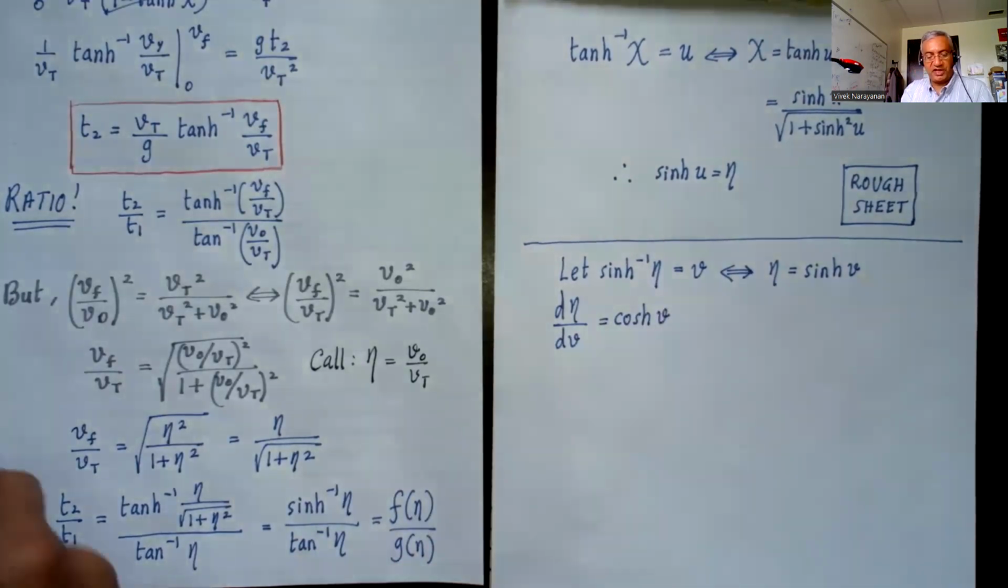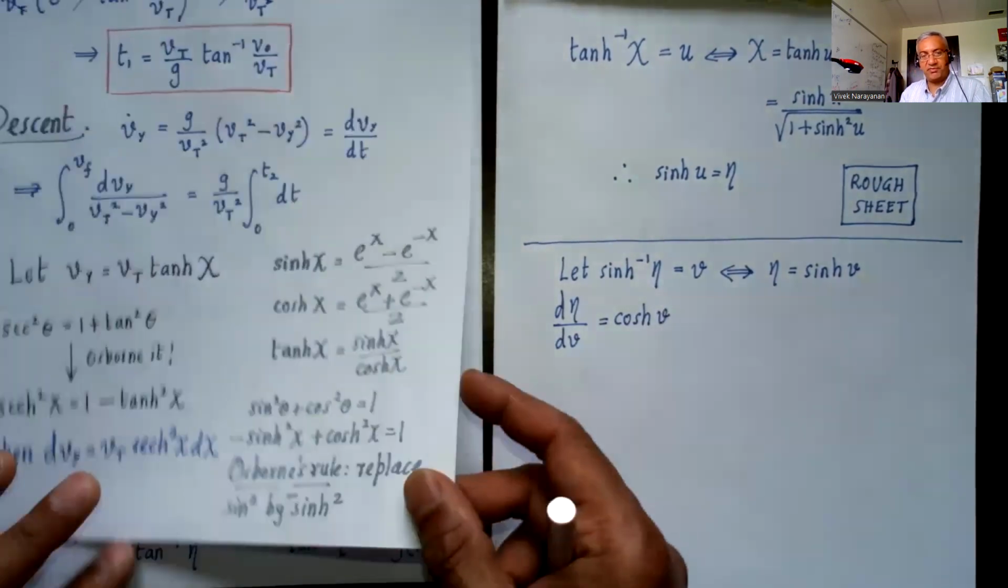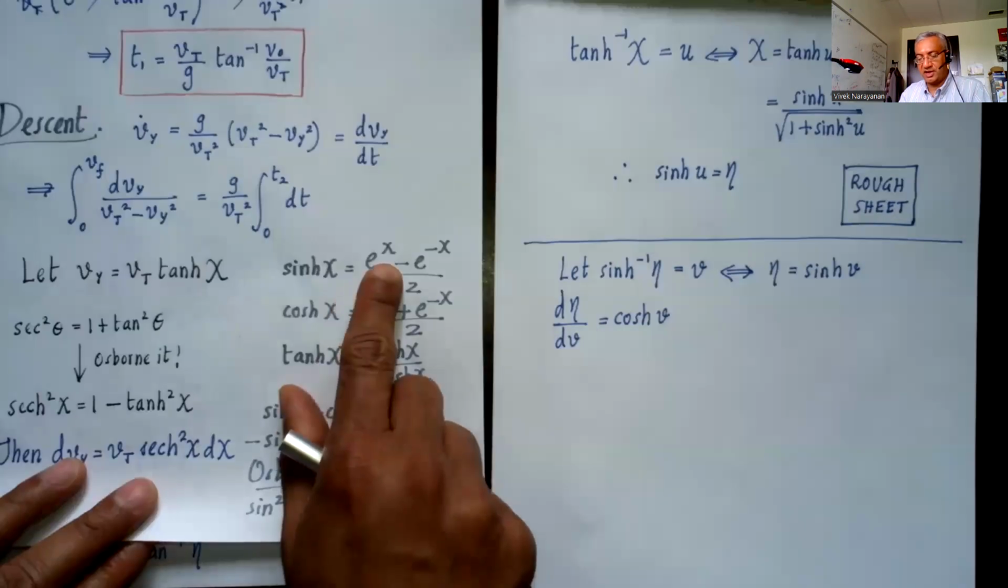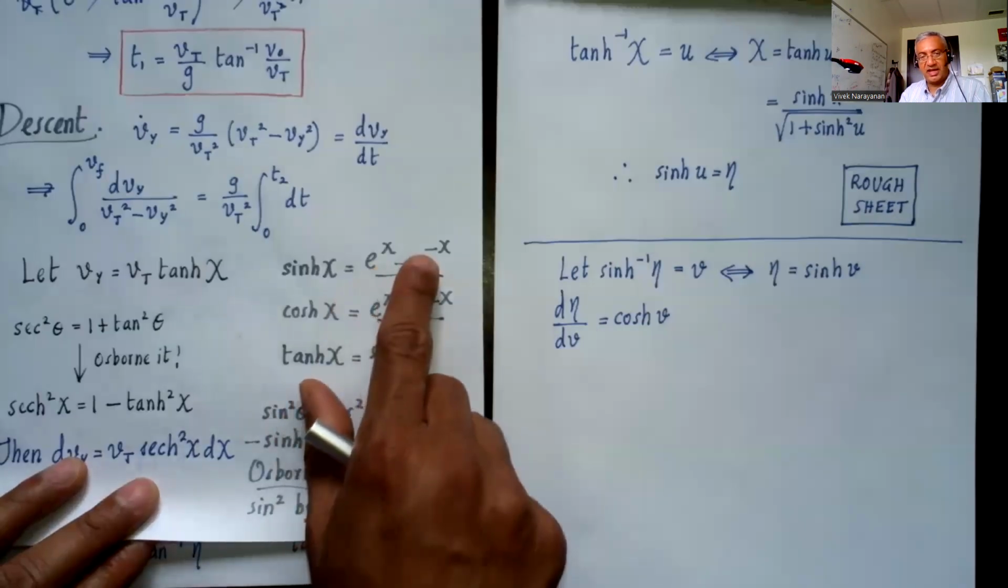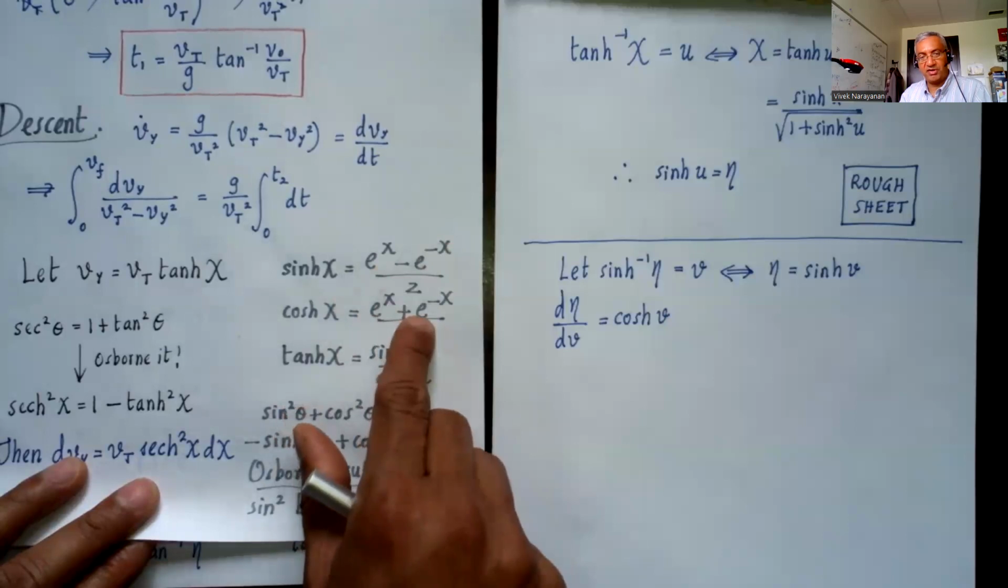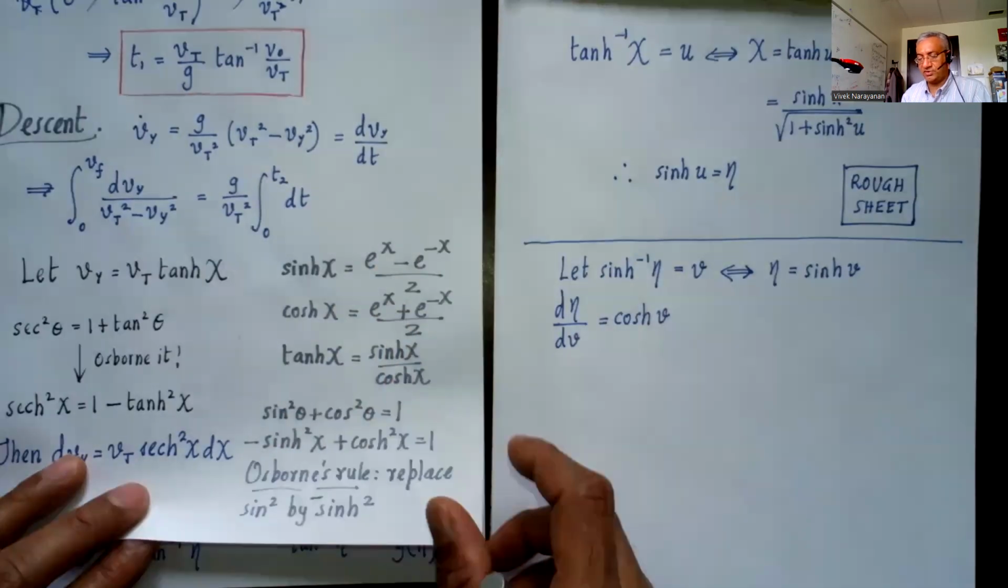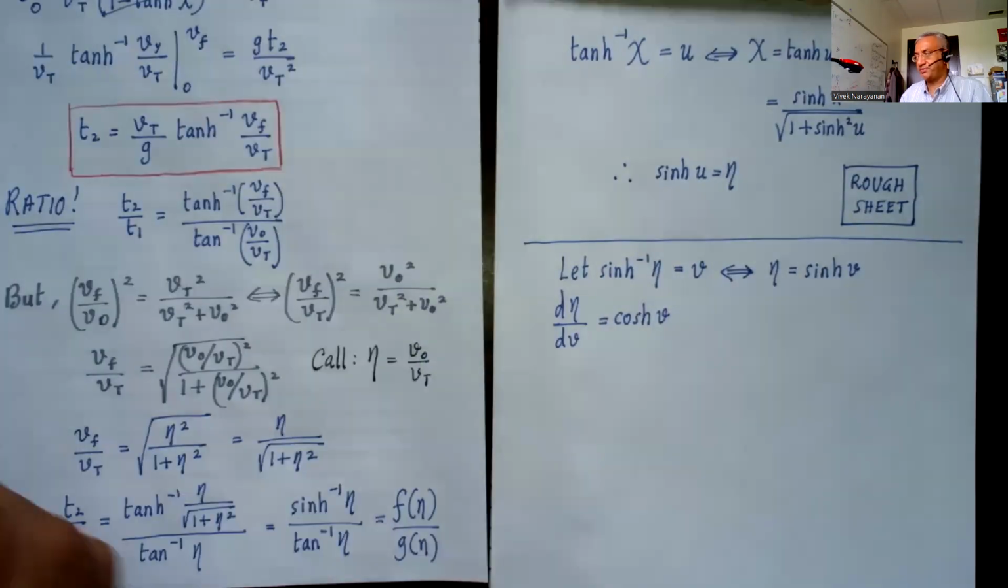If you have any difficulty seeing that, all you have to do is take the derivative of sinh, and then you see e to the chi is just e to the chi, and negative e to the minus chi becomes positive e to the minus chi. So the derivative of sinh is indeed cosh.